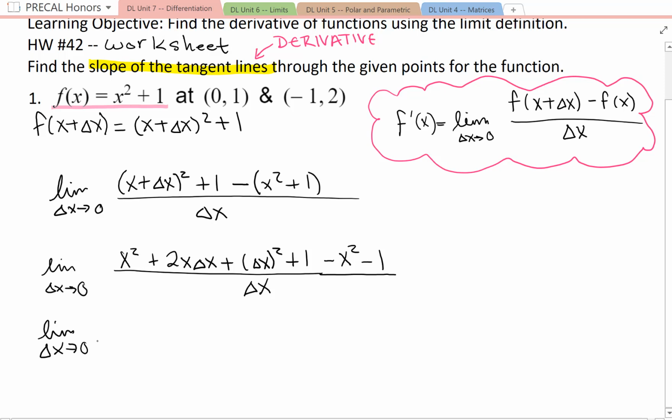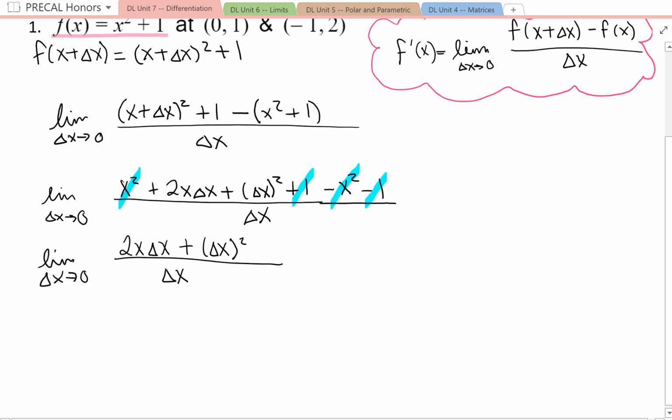In this next step, we're going to combine any like terms. It looks like several things are going to reduce to 0. Positive 1 minus 1 is 0. X squared minus x squared is 0. So each term that is left has a delta x attached, which is awesome. So then we can factor out delta x, and we'll finally be able to direct substitute 0.